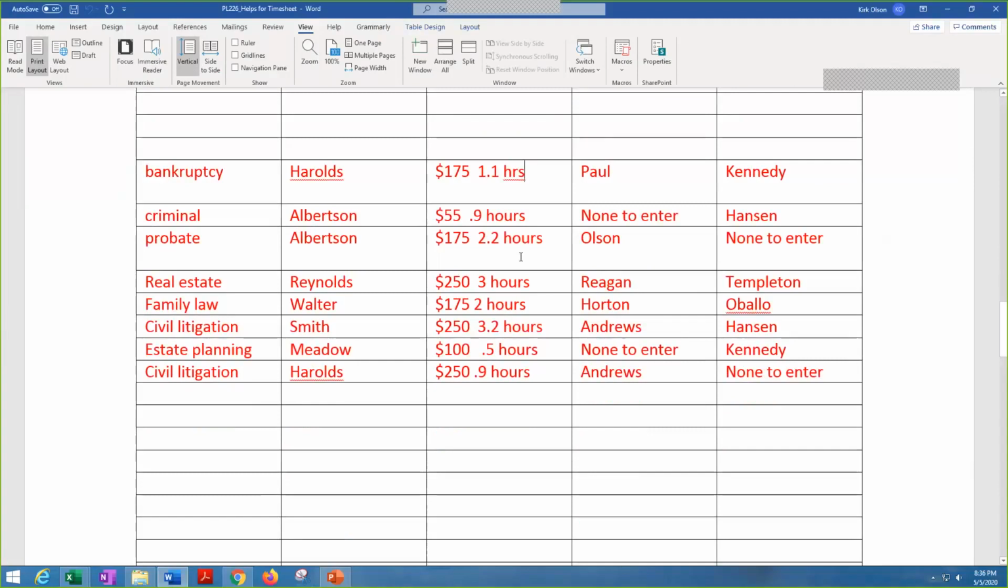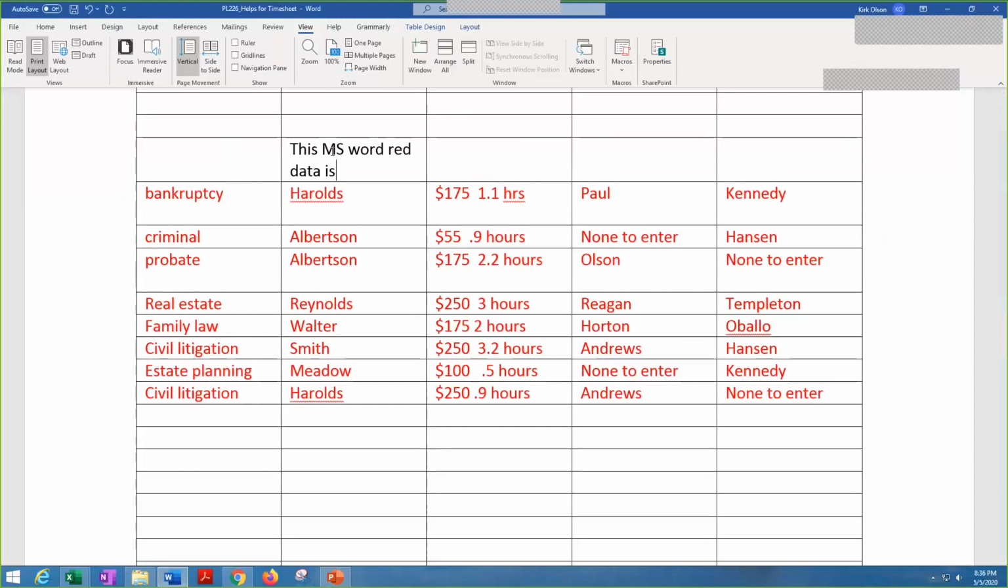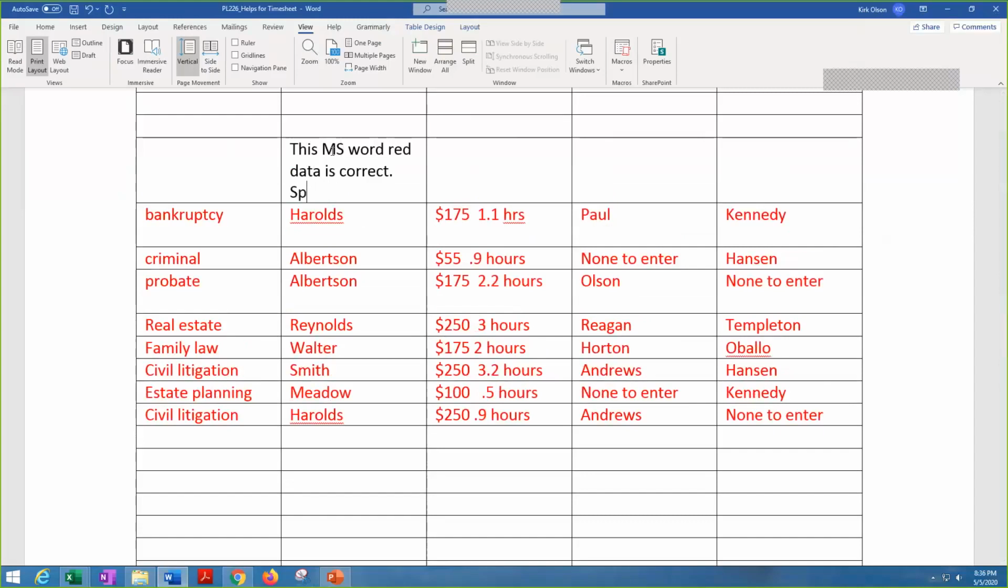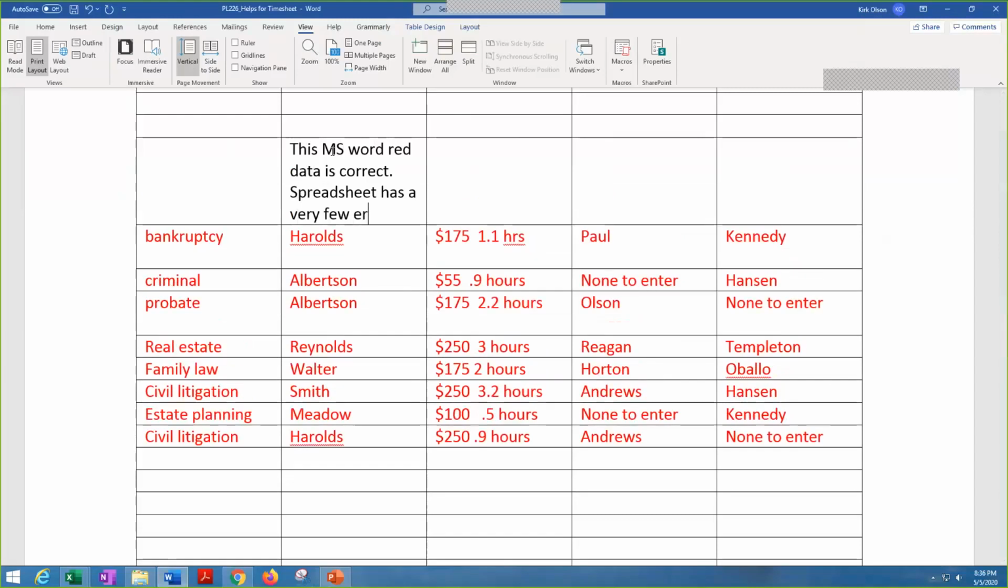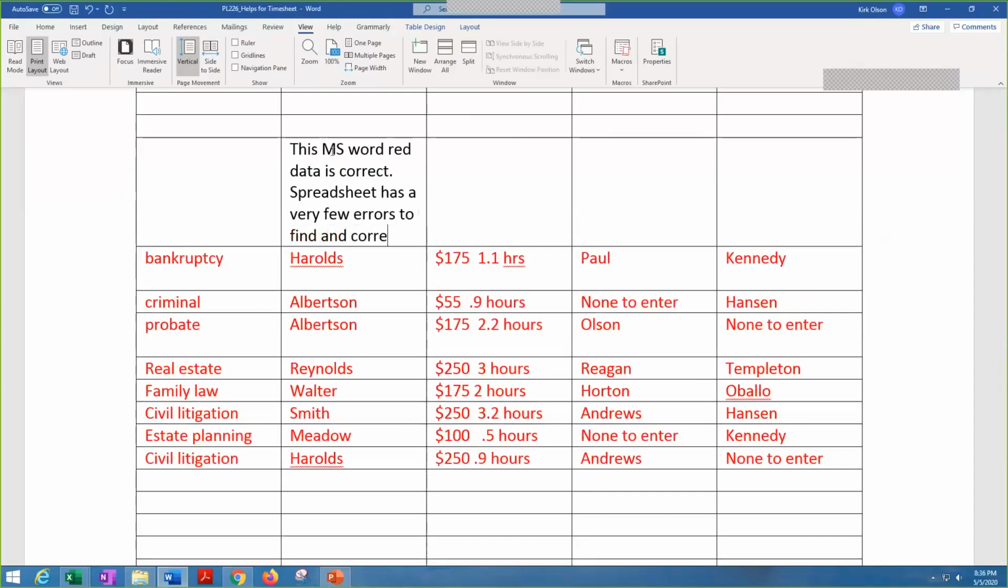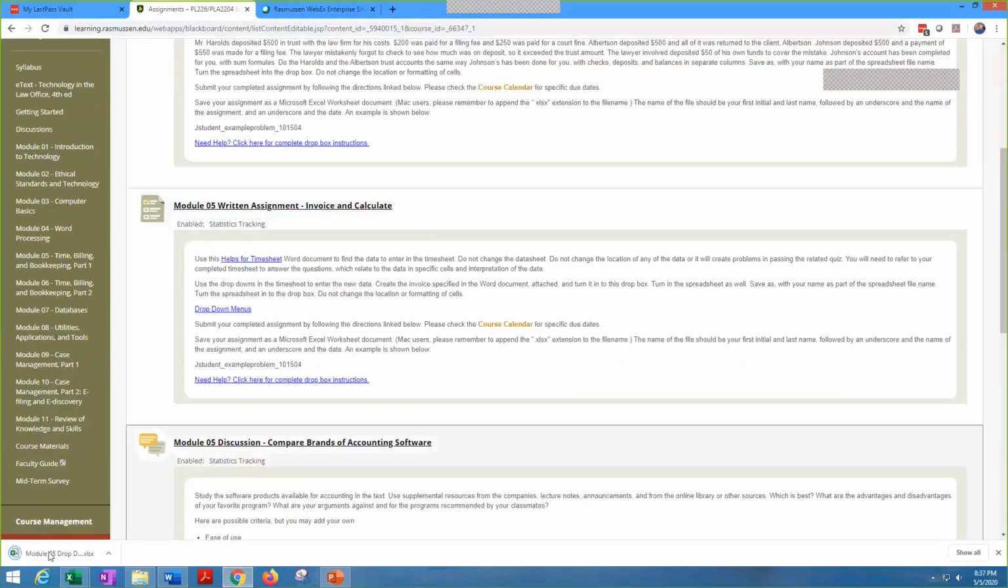There's very few errors, but there are definite errors. So you find the errors in the spreadsheet and fix them. This data is correct. This Microsoft Word red data is correct. The spreadsheet has errors for you to fix, okay? A very few to find incorrect. Questions about that?